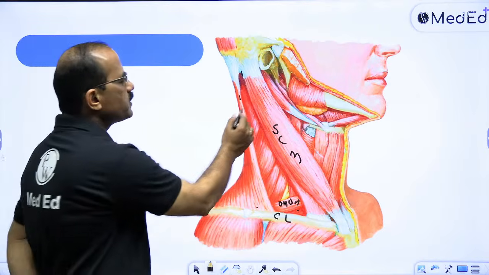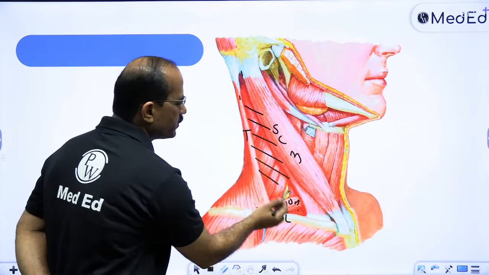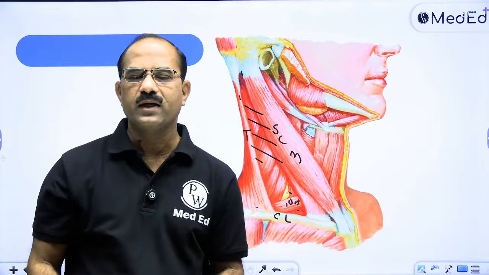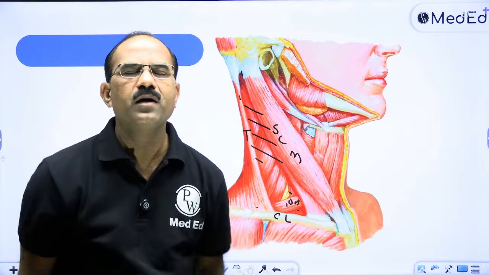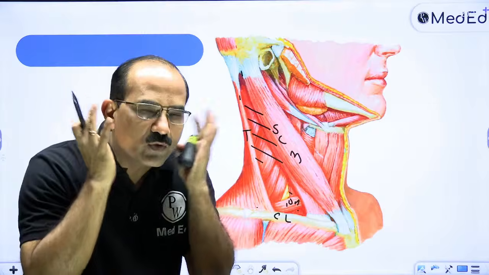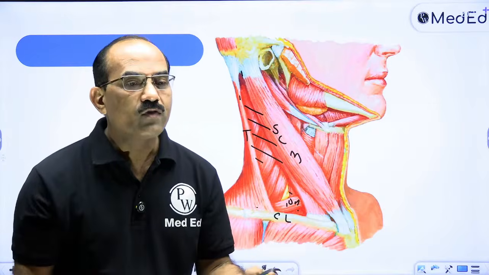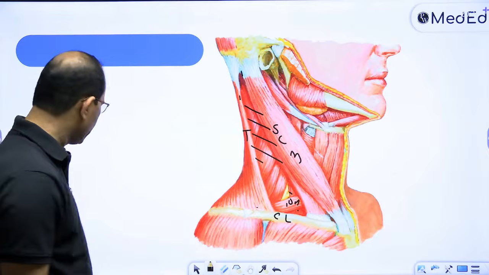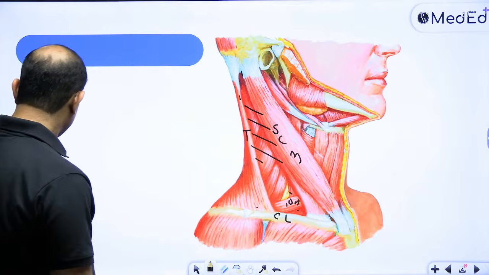Now these muscles that you're looking at are going to lie in the floor of the posterior triangle. So the floor of the posterior triangle is formed by which muscles? Let us understand this, a very, very important thing. The floor of the posterior triangle is formed by what?